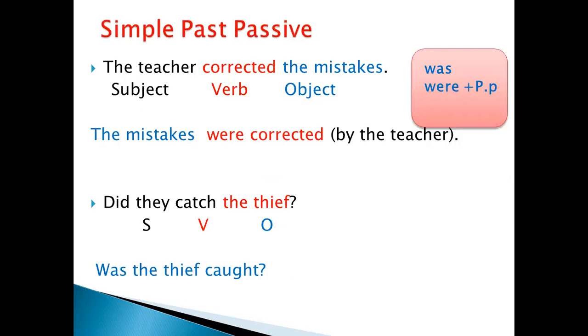Step number two. Which tense is the sentence? Past. How did you know? Because of did. Step number three. Take the object and put it first. This is a question, so in the question we use was or were plus past participle. So was the thief caught, and the past participle of catch is caught.